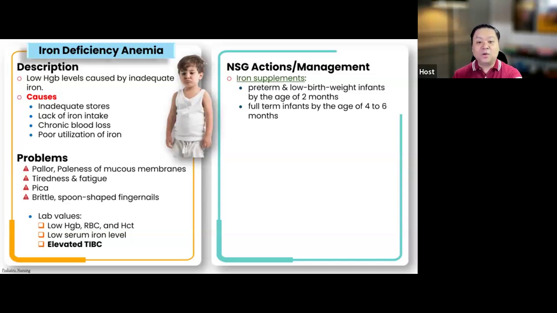Also, the iron supplements can be given to full-term infants by the age of 4 to 6 months. Imagine that. We can also recommend iron-fortified formula for infants when solids are being introduced to them. Please remember that in order for the iron supplements to be absorbed by their bodies, they have to be given with oral vitamin C.